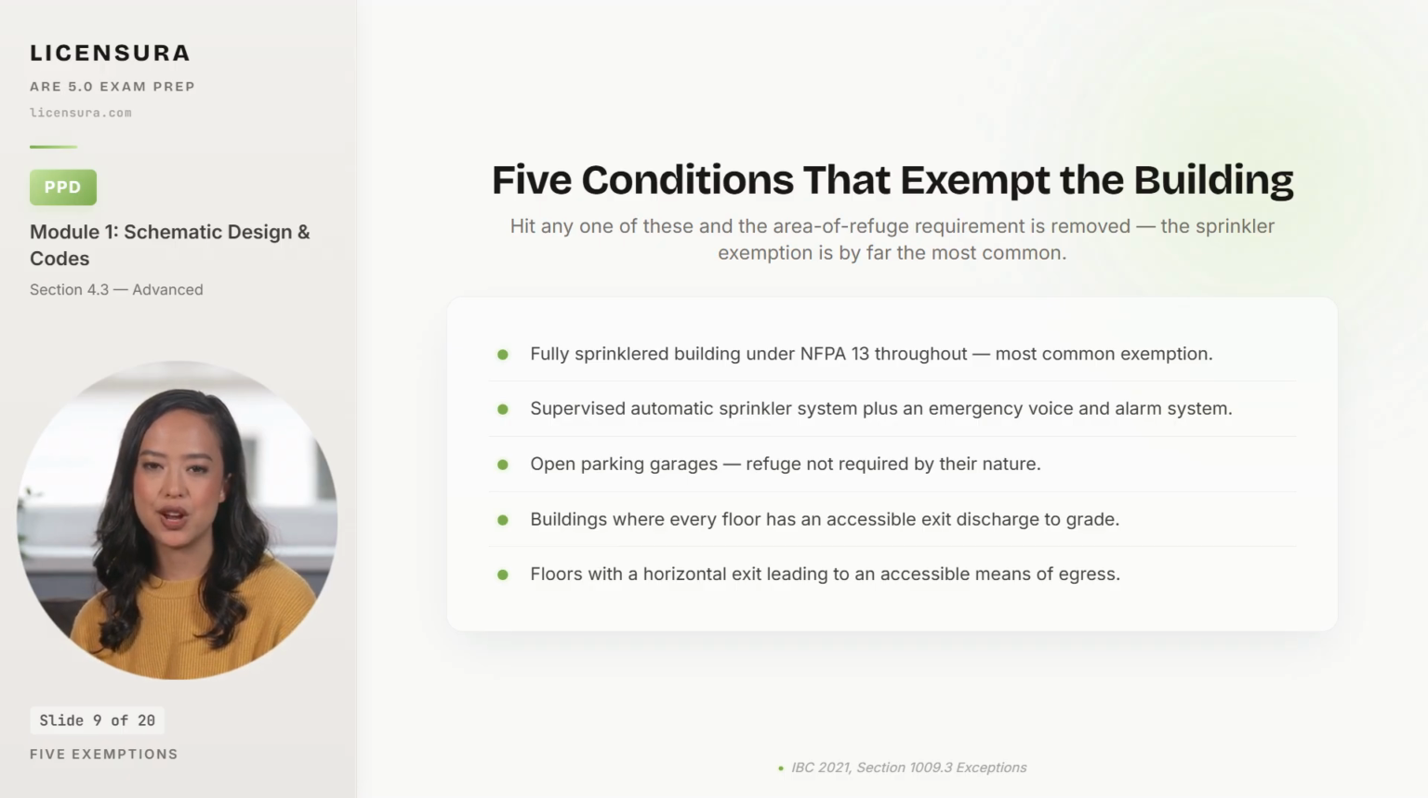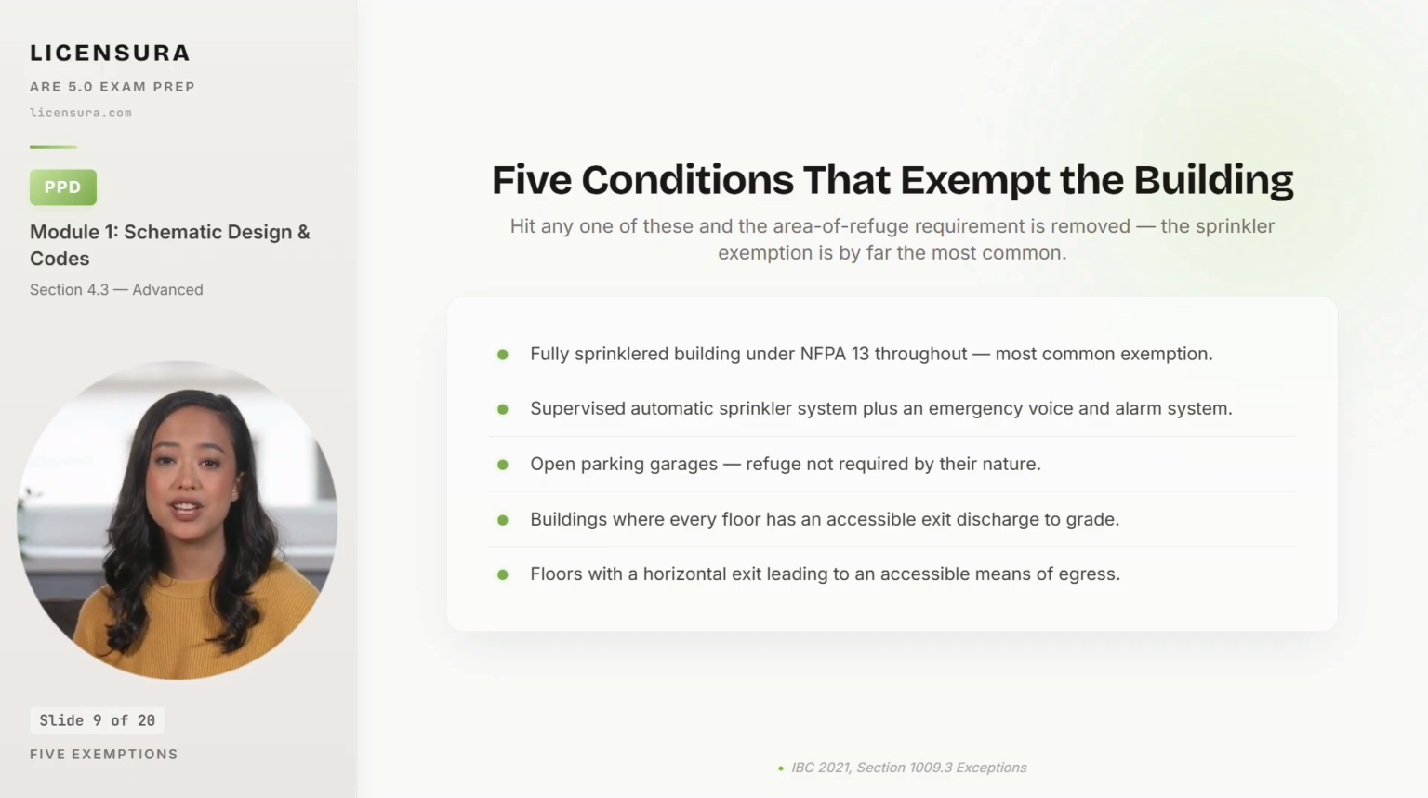Fifth, floors with a horizontal exit that leads to an accessible means of egress are exempt because the horizontal exit is itself a refuge. Most architects assume refuge spaces are universally required and waste design fees specifying them. You check the exemption list first.